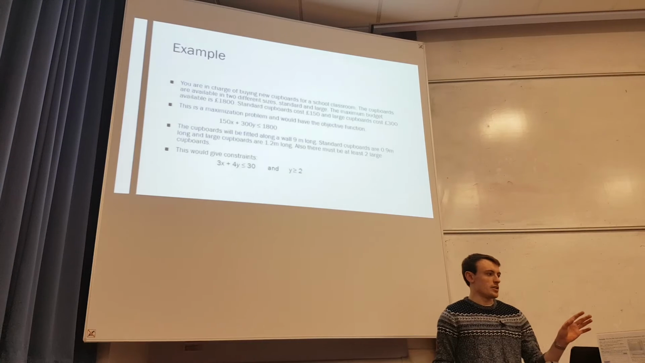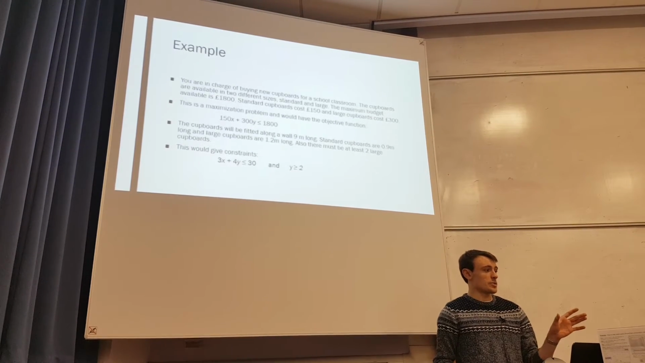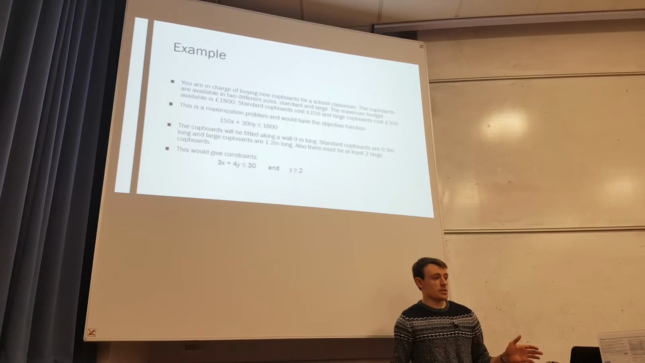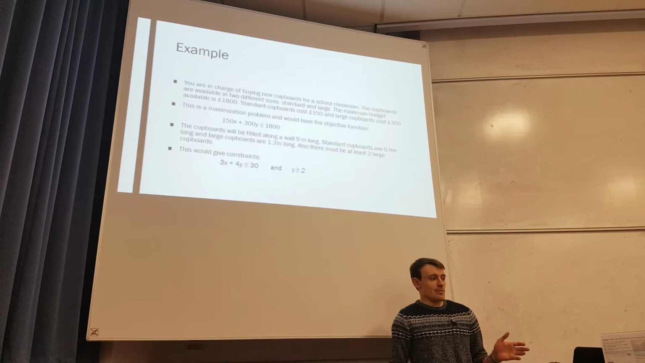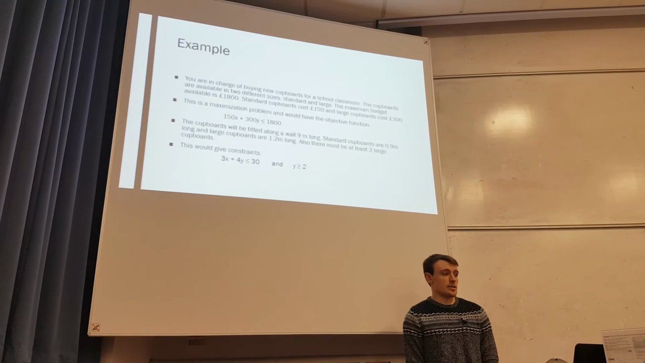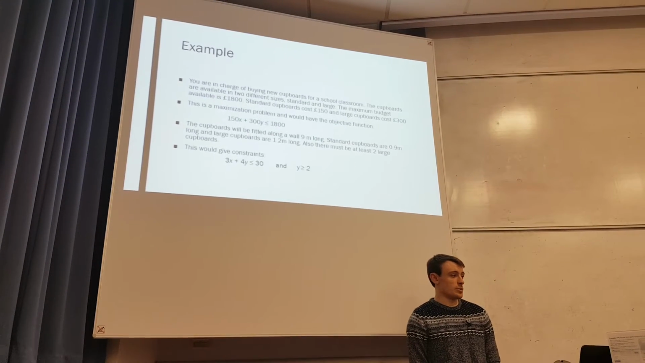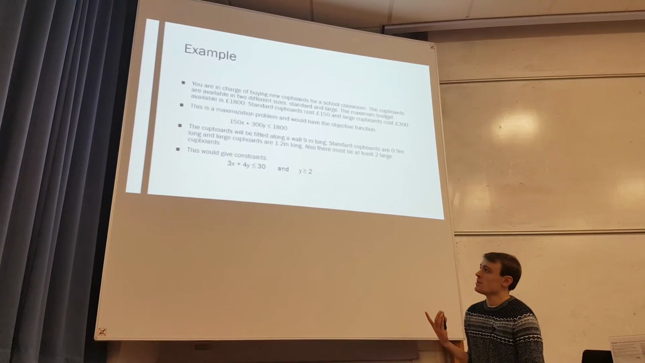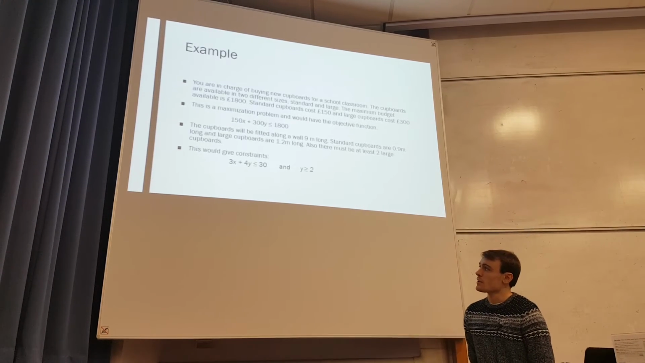Then the inequalities: the cupboards will be fitted along a wall 9 meters long. Standard cupboards are 0.9 meters and large cupboards are 1.2 meters. There also must be two large cupboards, and that would give two constraints there.